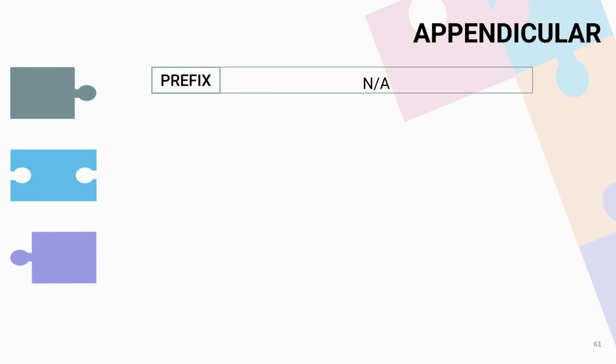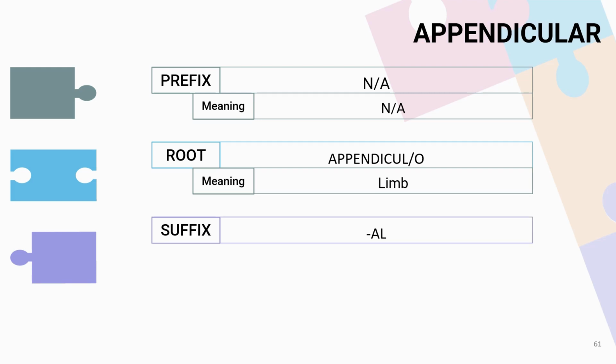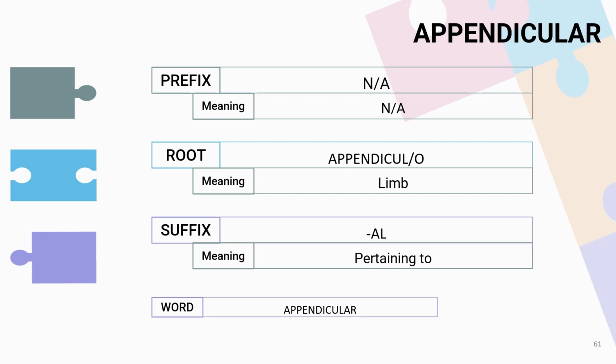Okay, so there is no prefix here, but we do have a new root term, appendiculo, which refers to a limb. And a limb really is your arms or your legs, so shoulder to fingers, hips to toes. So we're talking about our limbs. And AR or AL is pertaining to, at the end. And so appendicular is pertaining to your limbs.